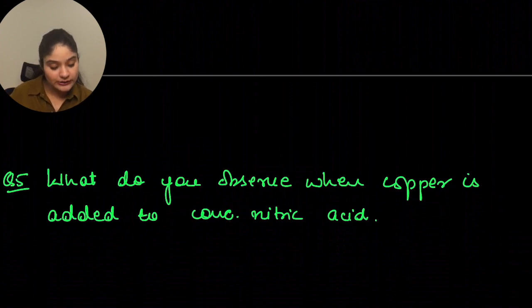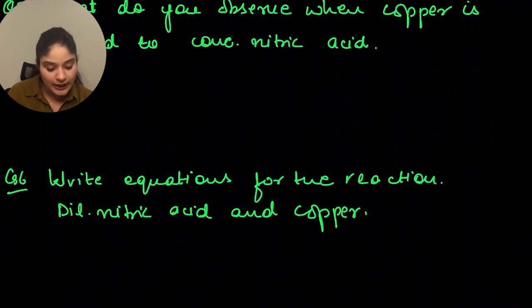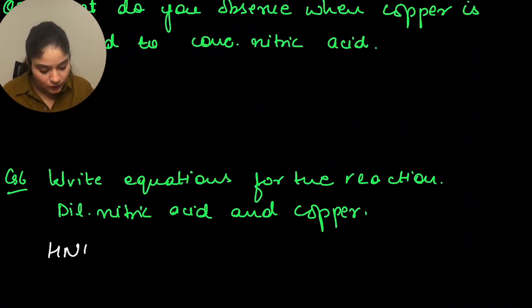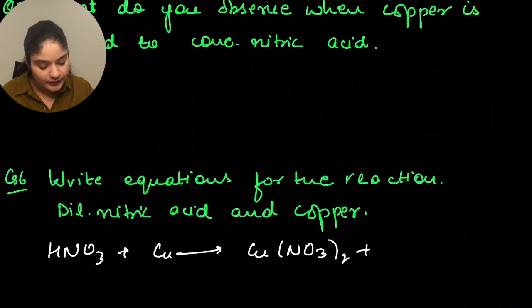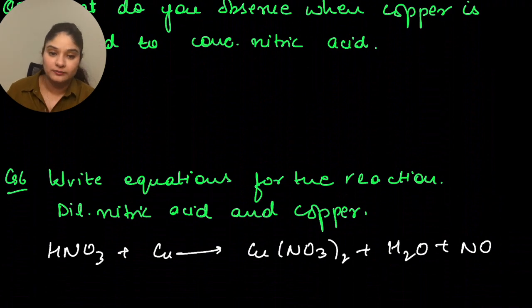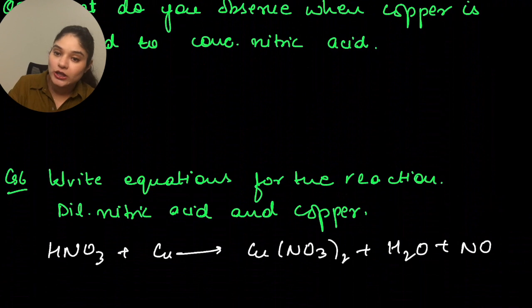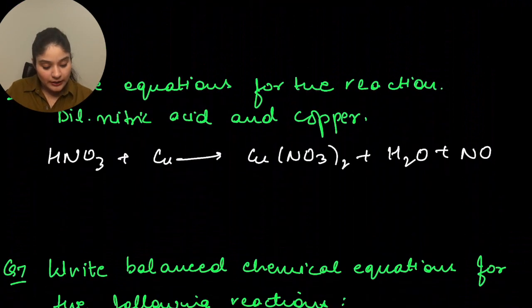Now next question is, write equations for the reaction of dilute nitric acid and copper. So in this case you have dilute nitric acid. Alright, so let me write the equation. This will be HNO3 plus copper, and this will give you Cu(NO3)2 plus water plus NO. You get nitric oxide. Okay. So with concentrated nitric acid, you get nitrogen dioxide. With dilute nitric acid, you get nitric oxide. Let's move on to the next question.